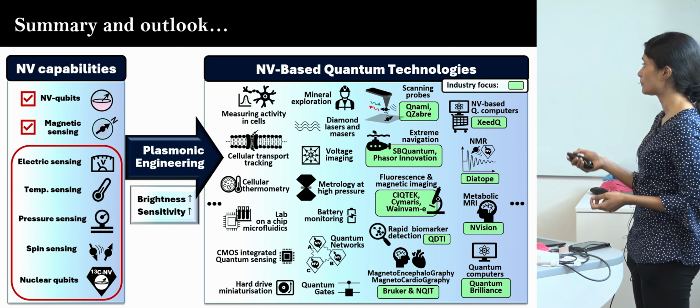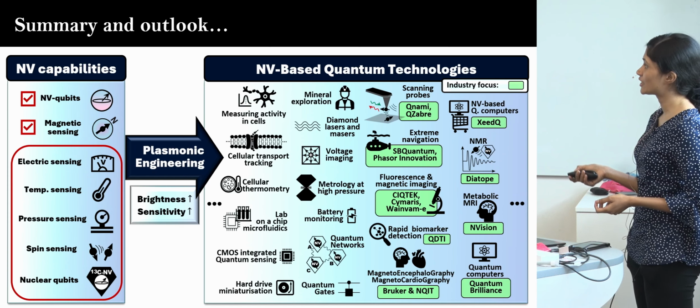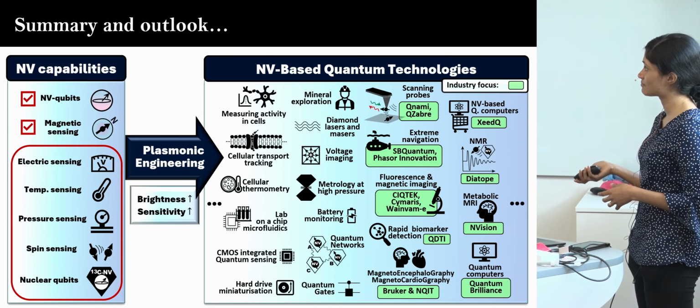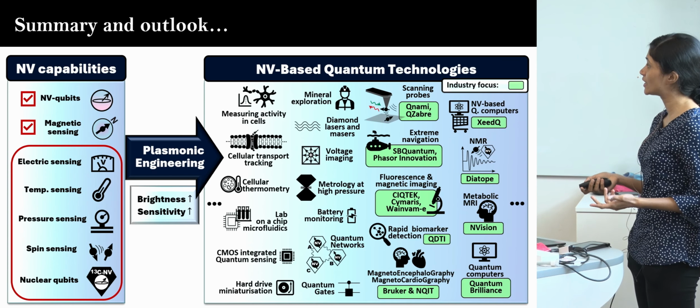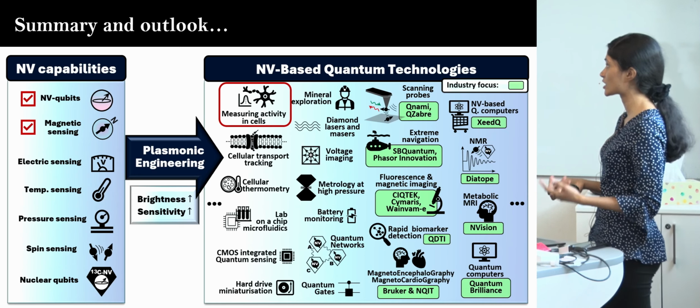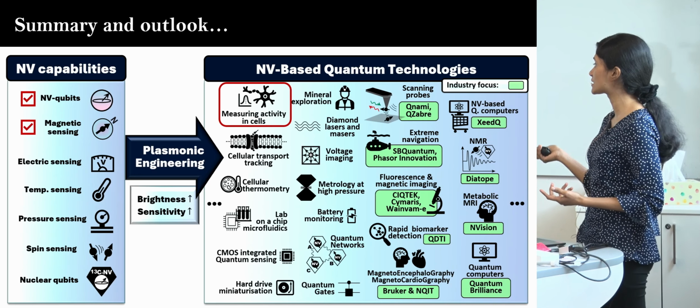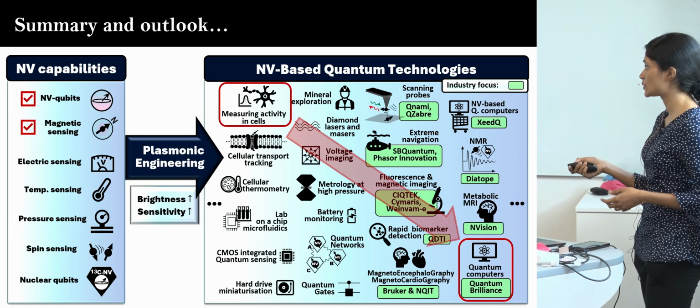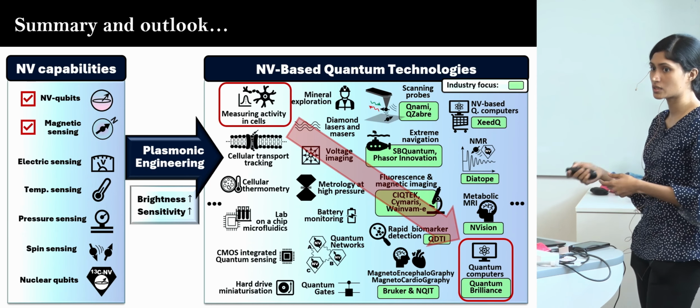So plasmonic engineering could perhaps, when tuned correctly, help us to enhance a lot of NV quantum technologies, perhaps almost all of them, ranging from measuring activity inside cells, like action potentials and different magnetic signals, all the way to controlling quantum computers like those of Quantum Brilliance, which are based on nuclear qubits coupled to NV centers.